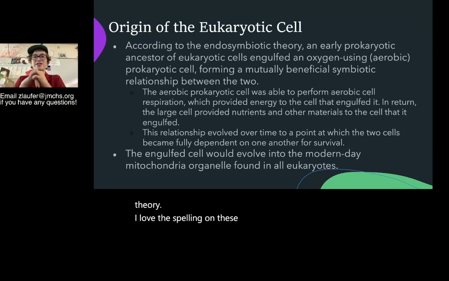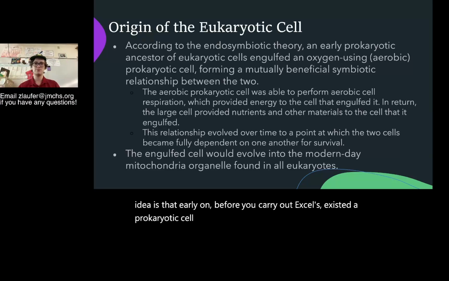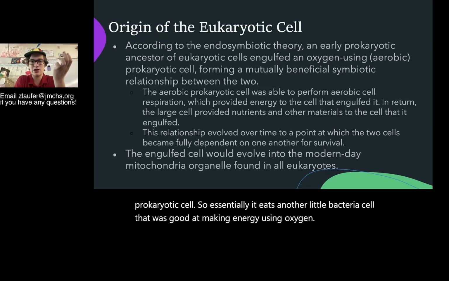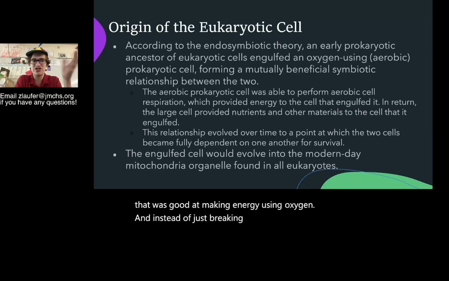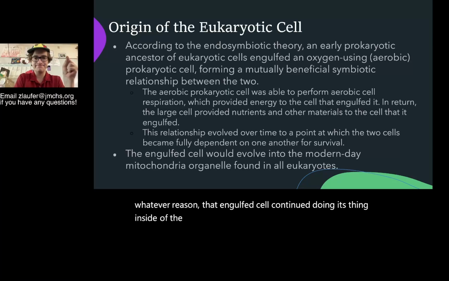Essentially, the idea is that early on, before eukaryotic cells existed, a prokaryotic cell engulfs and just eats some oxygen-using prokaryotic cell. So essentially, it eats another little bacteria cell that was good at making energy using oxygen. And instead of just breaking it down and digesting it, for whatever reason, the engulfed cell continued doing its thing inside of the original, bigger cell.